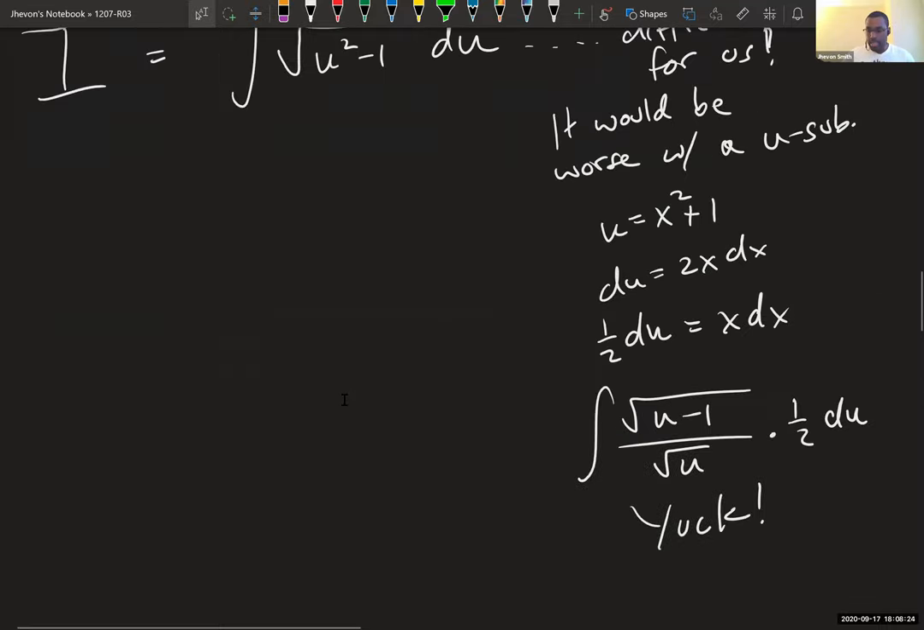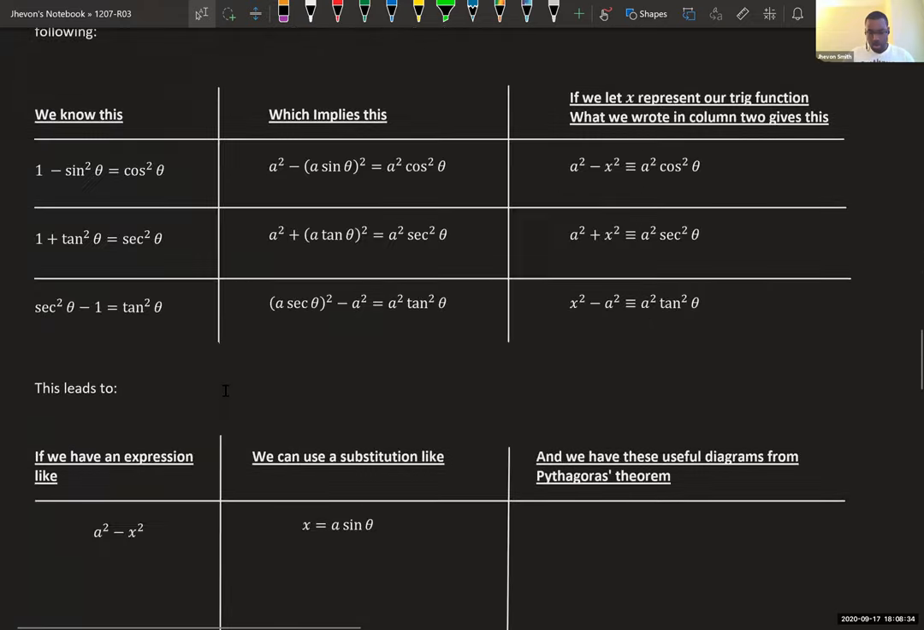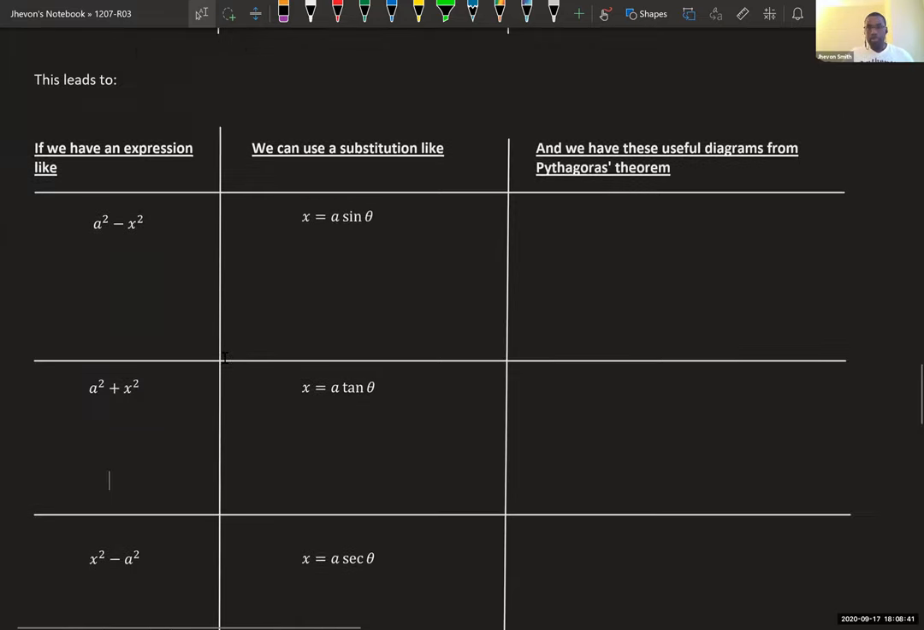You might notice in this example here, I have x squared plus 1. Notice that 1 is 1 squared. In other words, this looks like an x squared plus a squared form, which is covered by the second term in this table, right? So hopefully you guys are seeing the pattern here. So what does this mean for us?